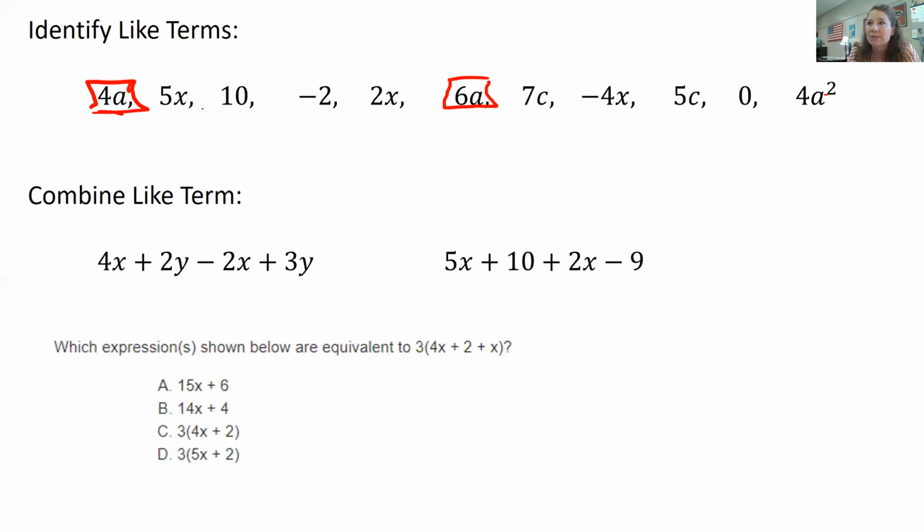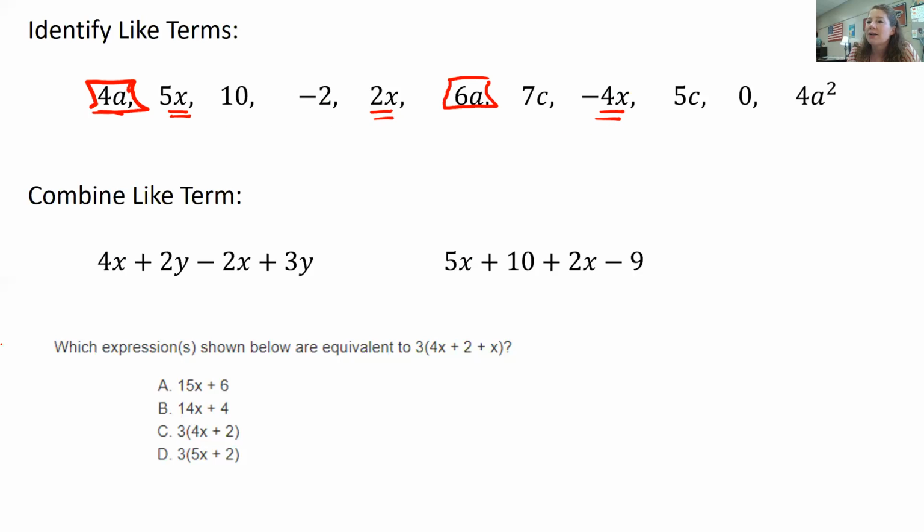They're not like terms. All right, let's look at 5x is the next one, 5x to the first power. What is like 5x? Well, 2x is like 5x. And even though this is a negative coefficient, that's okay, as long as the variable and the power is the same. So those three are like terms.